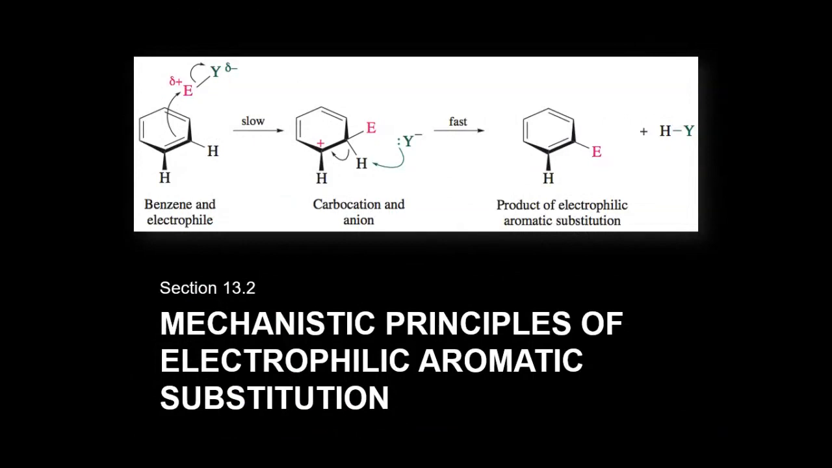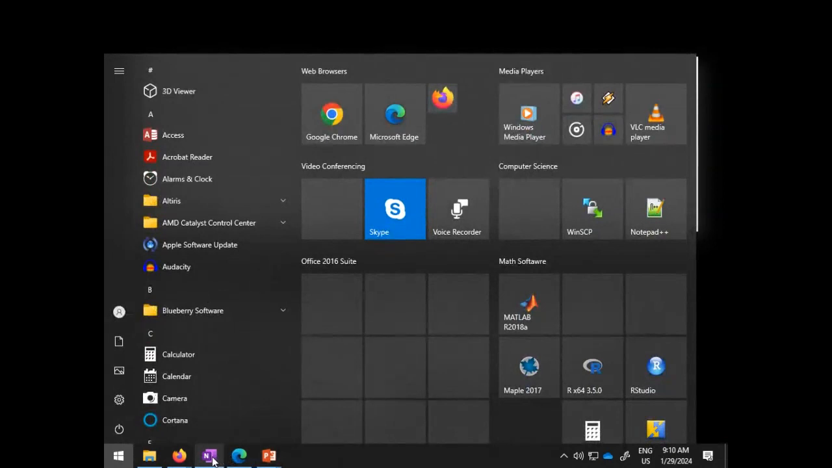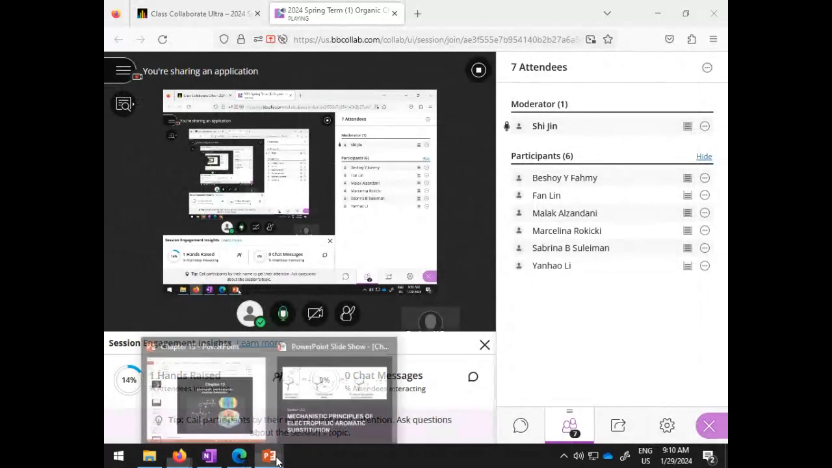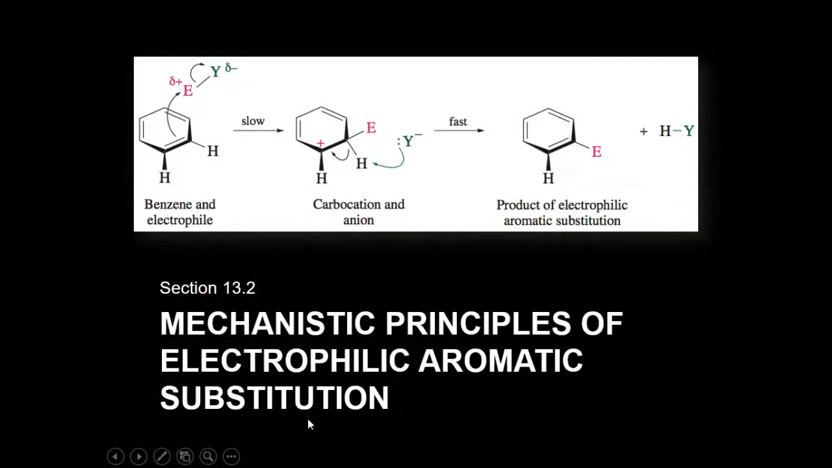Now, let's look at the mechanistic principle of electrophilic aromatic substitution. We also saw some examples of what kind of product you will get if you mix a certain electrophile with benzene. But as I emphasized, the mechanism is the most important thing in organic chemistry. Certainly, we want to know how those reactant molecules react at the molecular level.